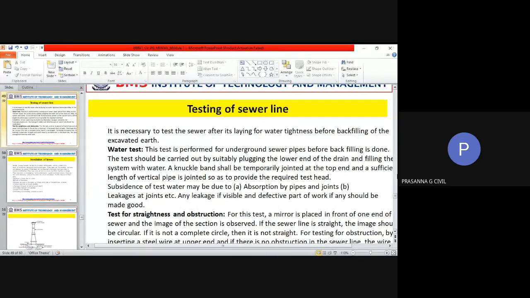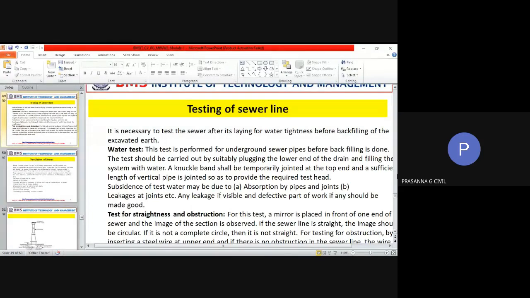A manhole is like one component part in your sewer line, but it is not a pipe, it is a chamber. So if the outlet of that chamber is shut off and you pump water at little pressure from the other end, through the other manhole, then water will pass through this pipeline that you have laid. And since the soil is fresh, any type of leak that happens can be easily observed. So the water test is performed for underground sewer pipes before backfilling is done.